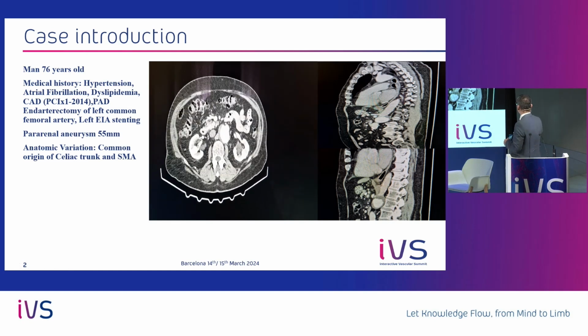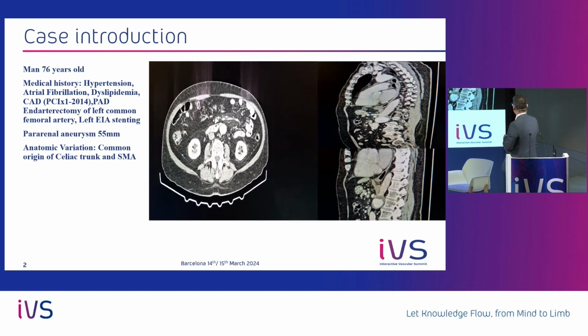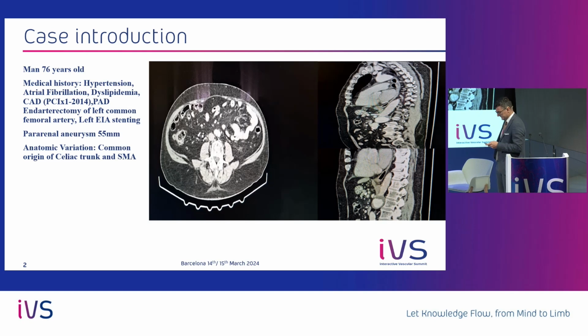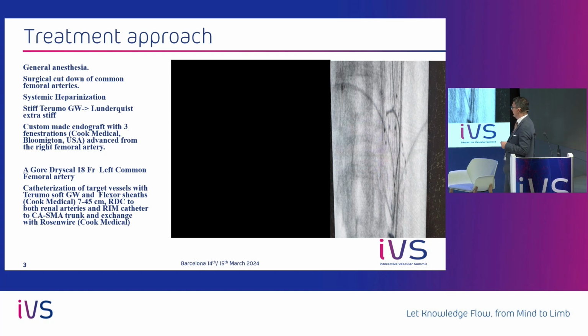As you can see in these sagittal views, there is the common trunk, and then the division to the celiac artery and the superior mesenteric artery. Under general anesthesia, we had a surgical cut down of the common femoral artery, systemic heparinization, all the steps of the endovascular procedure with the specific devices.